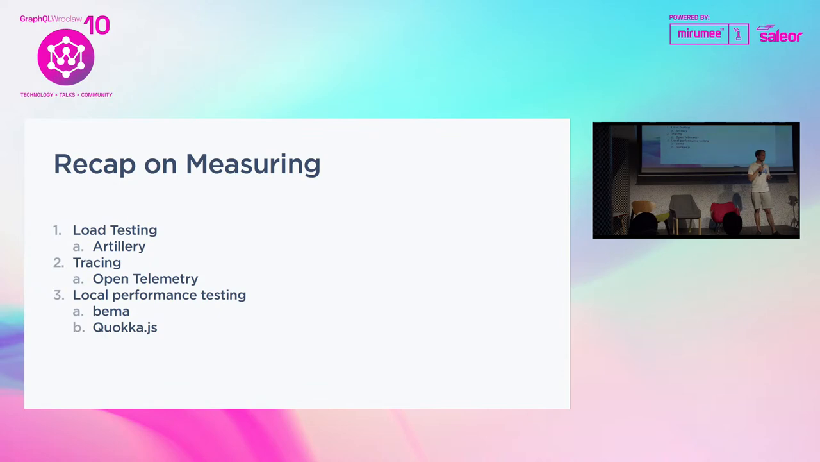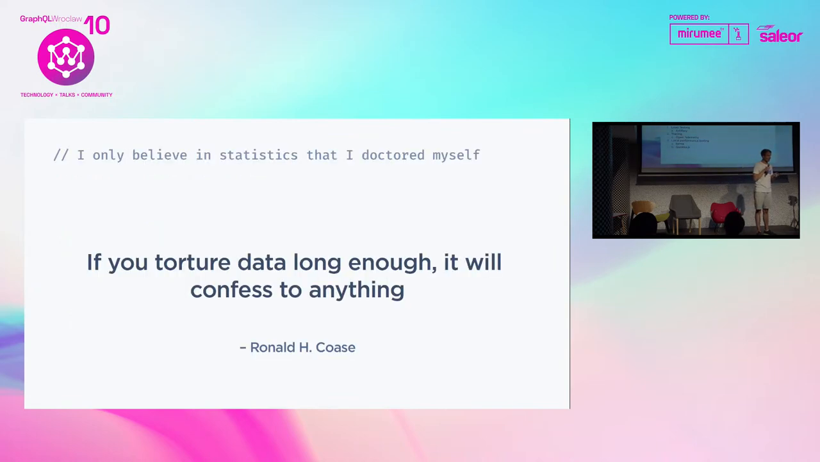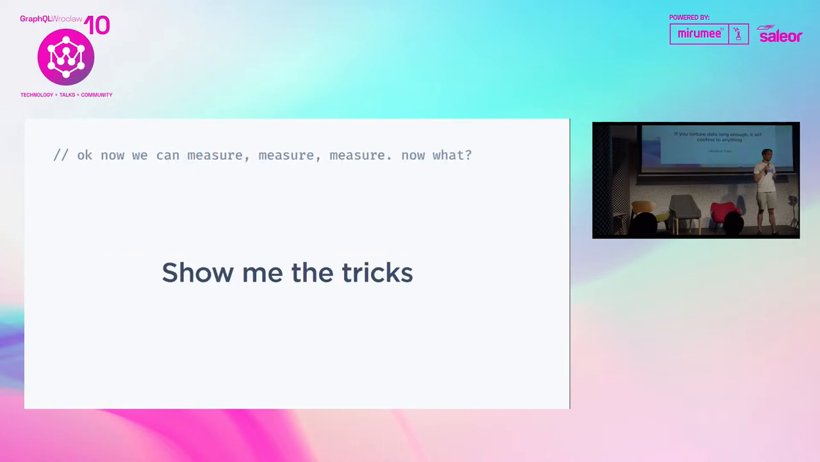So let's recap. We want to do load testing, tracing, and performance testing together. You can't just do one of them. If you just do the local performance testing, that's not enough to know how your production system will actually work. And as I said, benchmarks can lie, and if you torture data long enough, it will always confess to you.